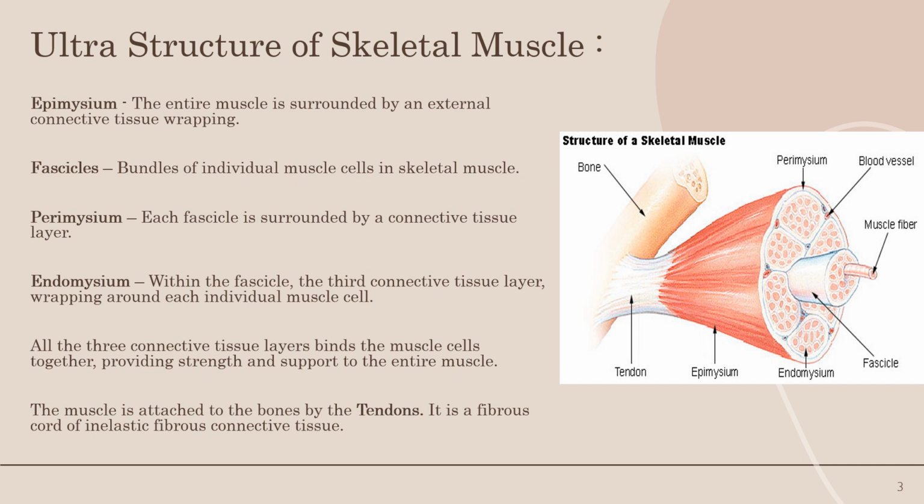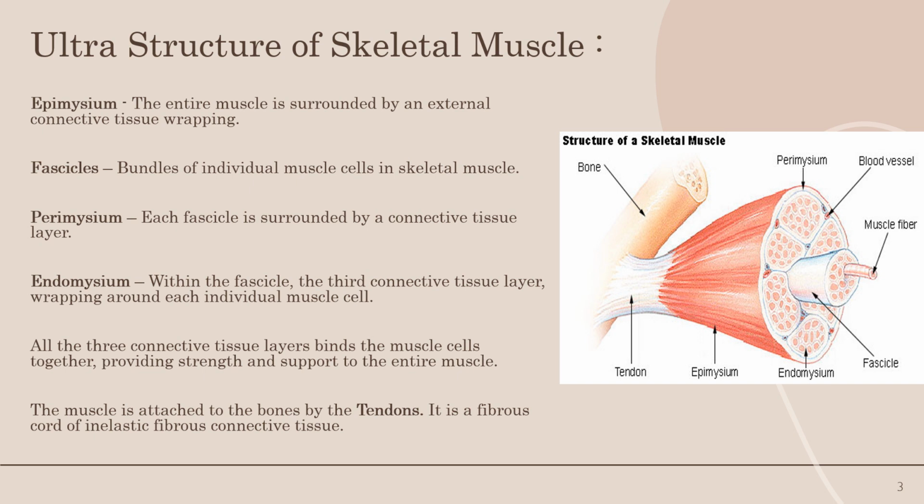Ultrastructure of skeletal muscle. Epimysium: the entire muscle is surrounded by an external connective tissue wrapping. Fascicles: bundles of individual muscle cells in skeletal muscle. Perimysium: each fascicle is surrounded by a connective tissue layer. Endomysium: within the fascicle, the third connective tissue layer wraps around each individual muscle cell.